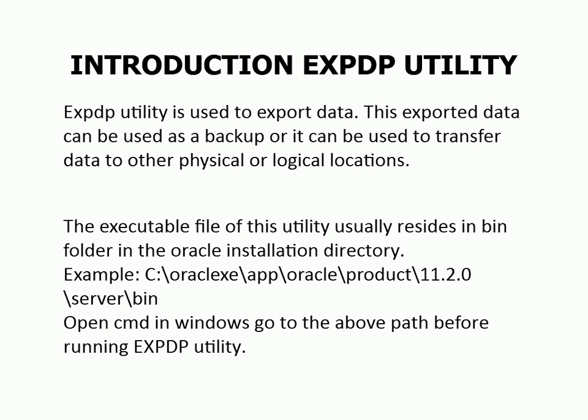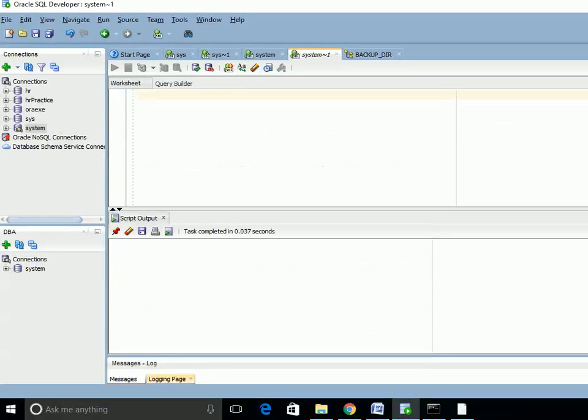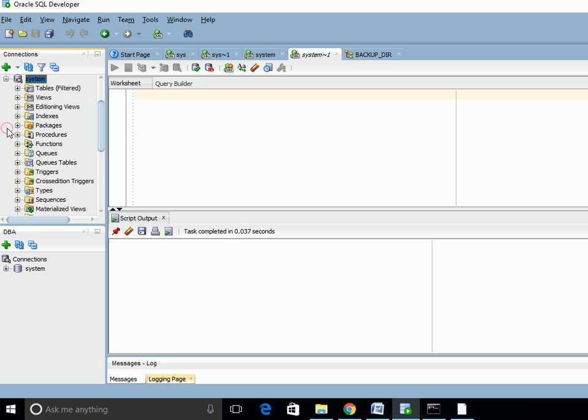Just type EXPDP utility and the parameters and press enter. Let's try to export full database using EXPDP utility. First, connect to system user. Now we need to create a directory object. Create directory name, and after as keyword provide a path of physical directory on your computer that should exist.